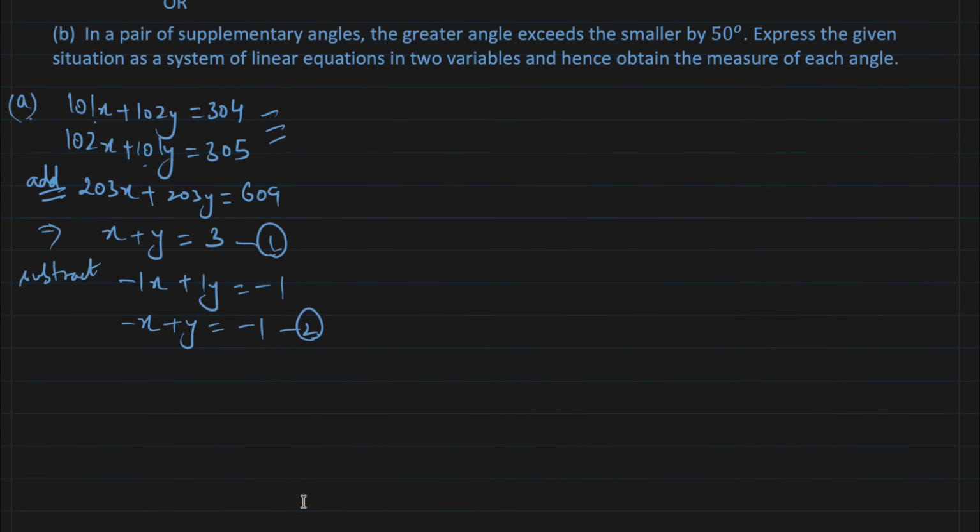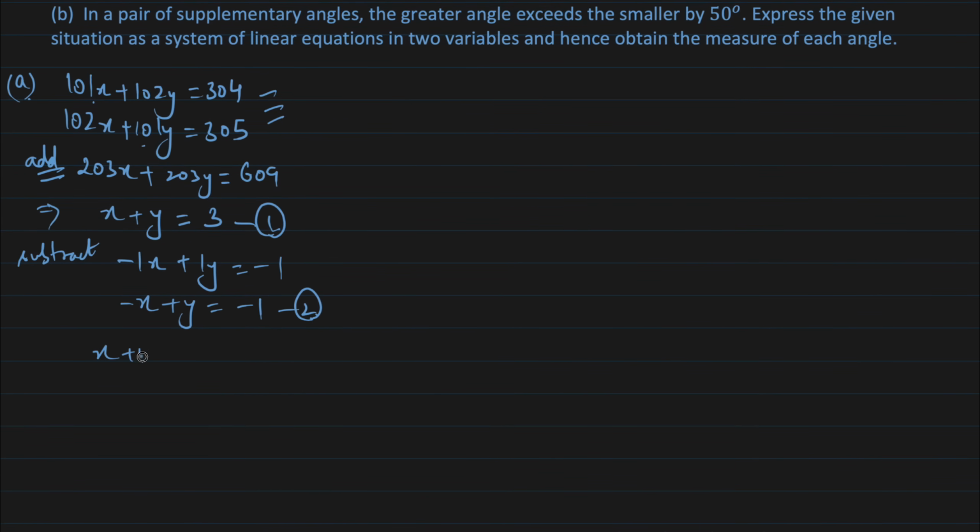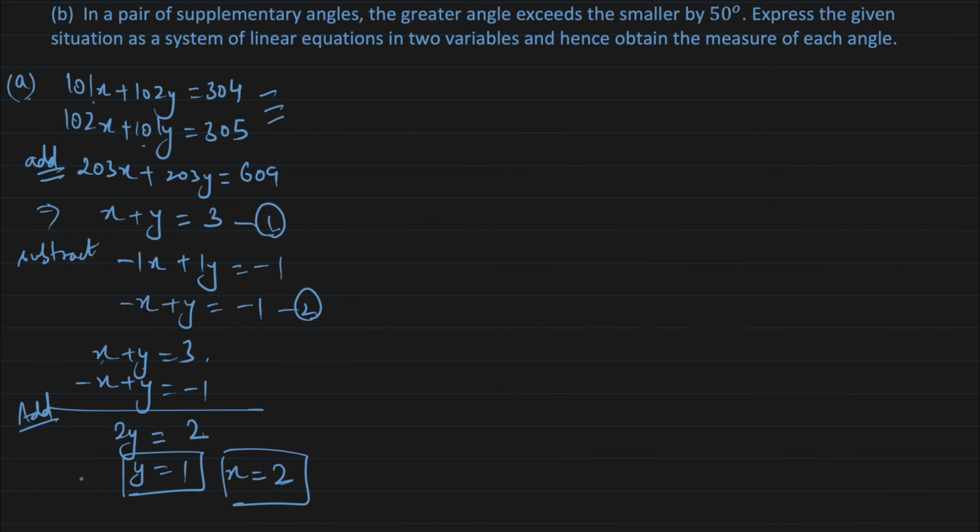So I have the two equations now. Let me write them. x plus y is 3, minus x plus y is minus 1, right? Now add these two. What do you get when you add? This x and minus x get cancelled out. So 2y is coming out to be 2, 3 minus 1, 2. y is 1. Okay students, when y is 1, you substitute in this one. If y is 1, x will be how much? 3 minus 1, 2. So you got your answer, fine.